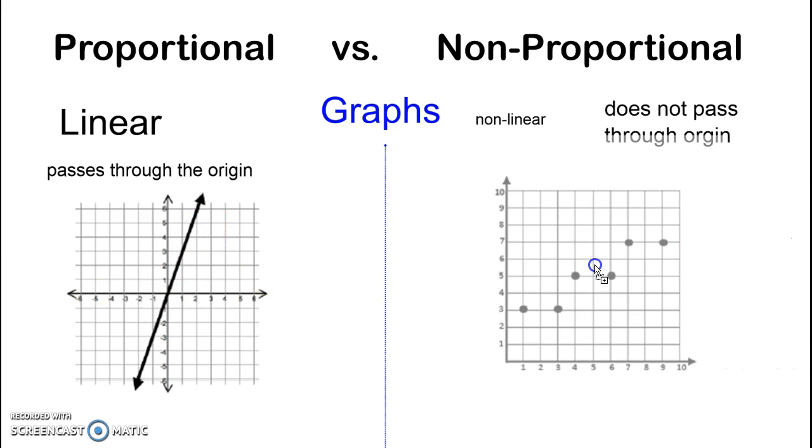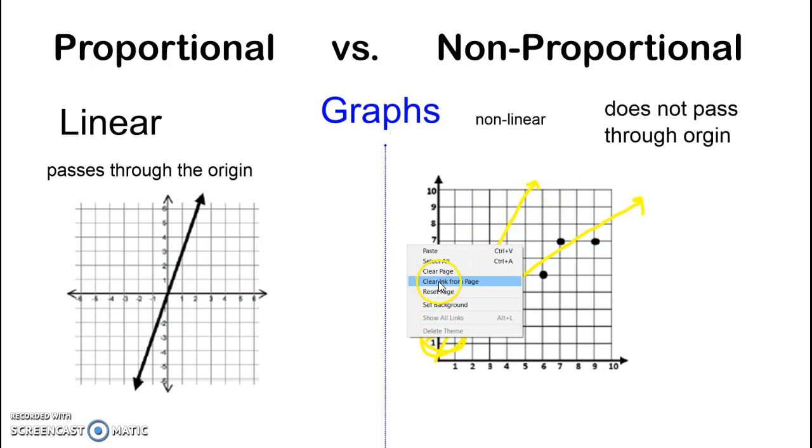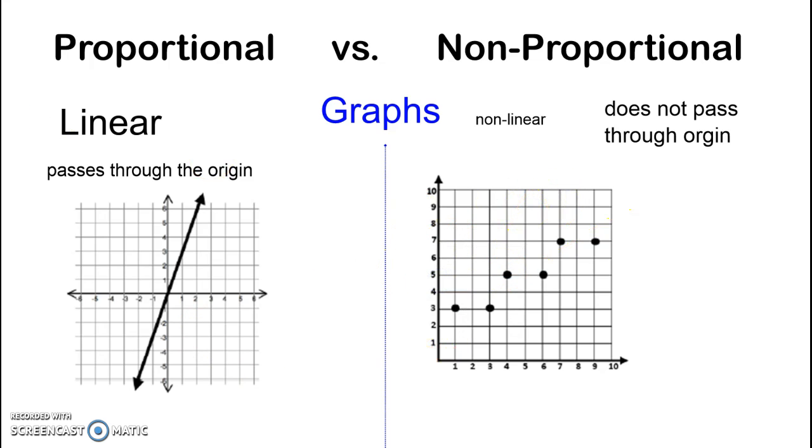Then we have an example like this. This is non-proportional because if I were to try and draw a line through this, it would be somewhat straight if I had to average them out, but it is not going through 0, 0. So if I had to try and make it fit, it wouldn't work. It wouldn't match the points that are on there. So we'll keep that one non-proportional.